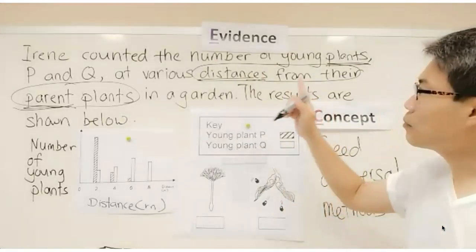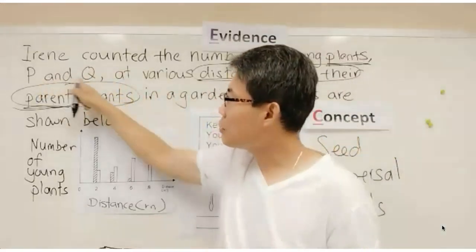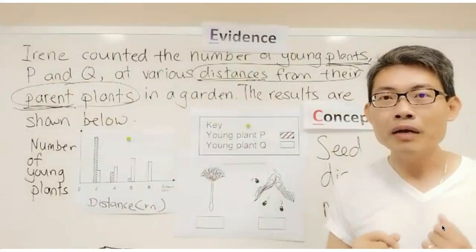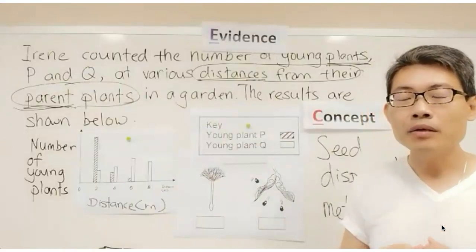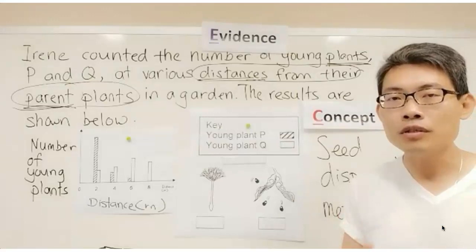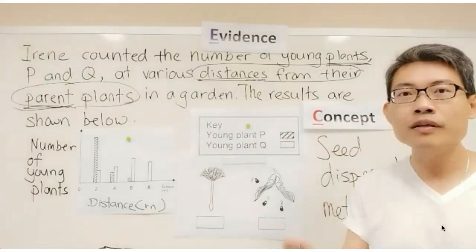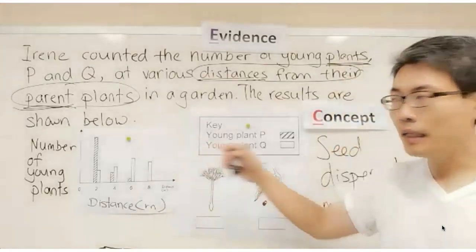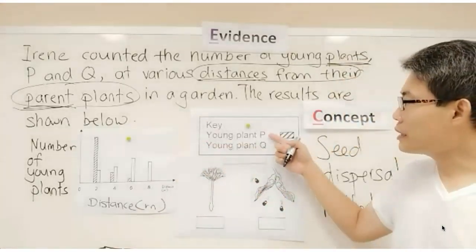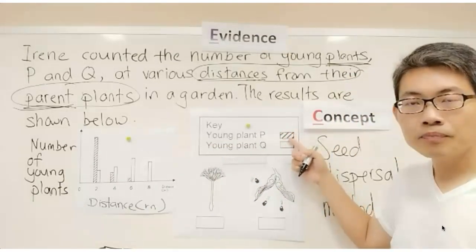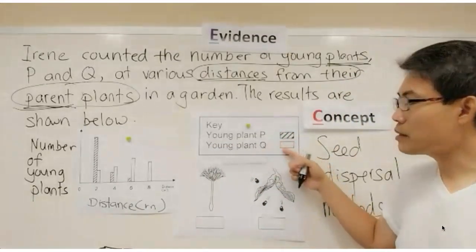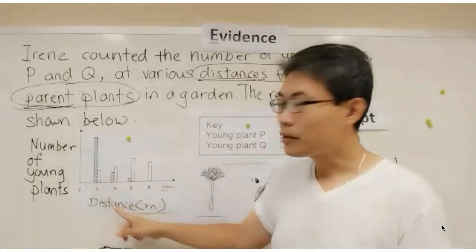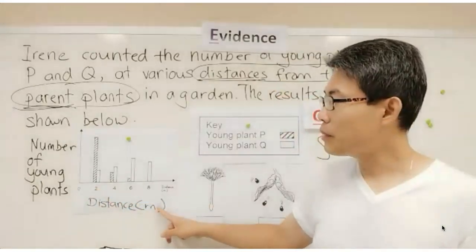And the fact that there is more than one plant, P and Q, here are two plants, means that there must be some form of comparison needed to compare which seed or which fruit could be dispersed further. And then let's take a look at the other evidences. The young plant P is the one that is shaded, young plant Q is the one that is not shaded. So if you look at this, you can see the distance in meters away from the parent plant.